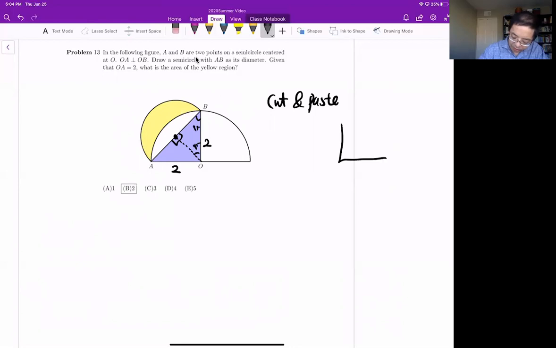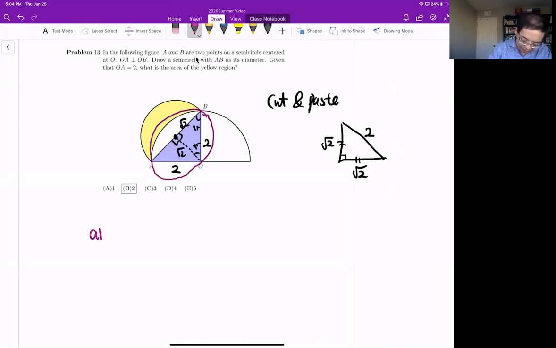So let's recall. If I have an isosceles right triangle with hypotenuse 2, we know this is square root 2 and this is square root 2. This is what we did before, remember? So then I have this is square root 2, and this is square root 2. Then you see the area of this quarter circle.